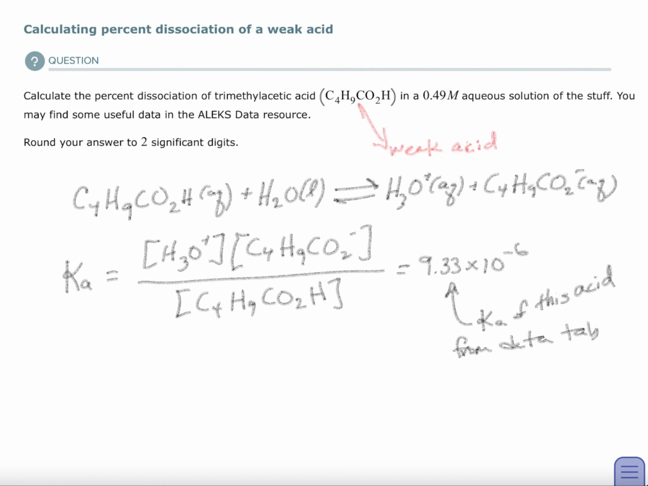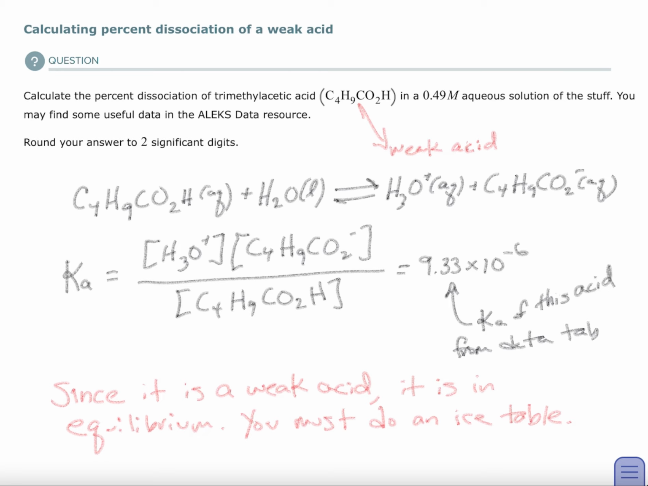So the Ka I just got from the data table in Aleks, and it happens for this acid to be 9.33 times 10 to the negative 6. And so I just made a K expression: the concentrations of your products divided by the concentration of your reactants. And remember, water is liquid, so we threw away everything that is not aqueous or gas. So we threw away water here since it's a pure substance. It's not counted here. So I simply have the hydronium times the conjugate base divided by this weak acid. And then I wrote down the Ka.